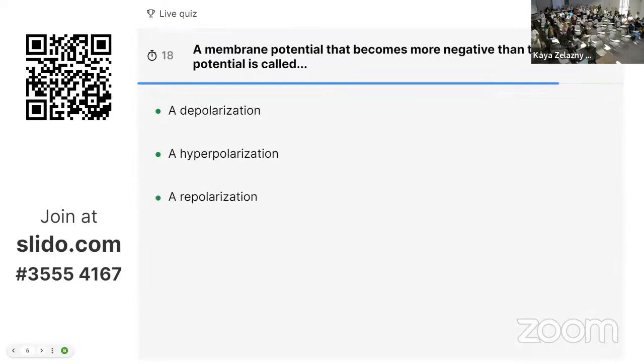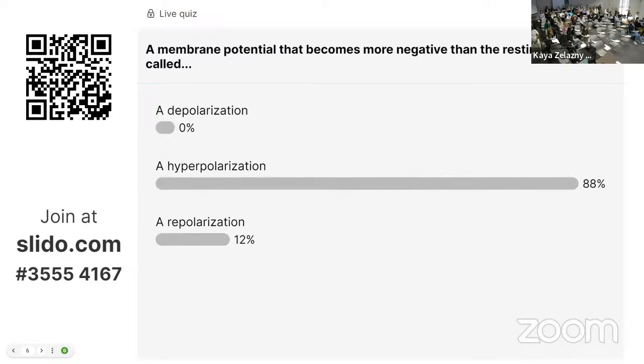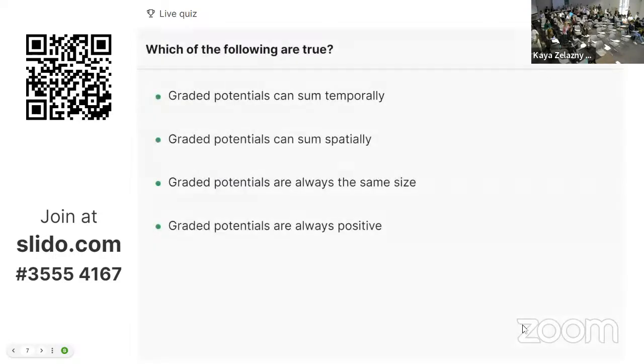Got a word for this? Great. If you become more negative than the resting membrane potential, so resting membrane potential, -70-ish, we go below that, we consider this a hyperpolarization. So we become more polarized, more negative.